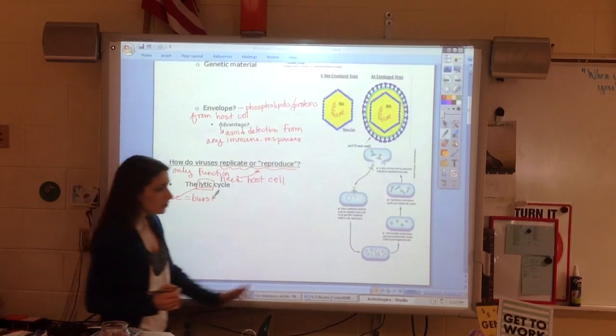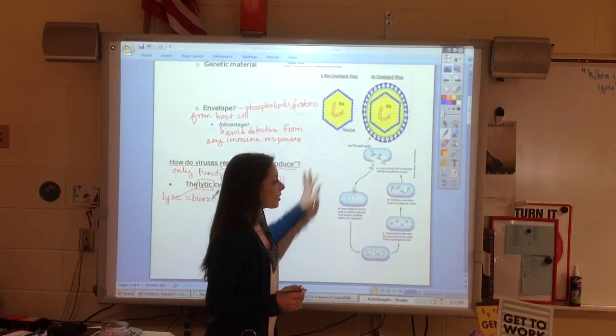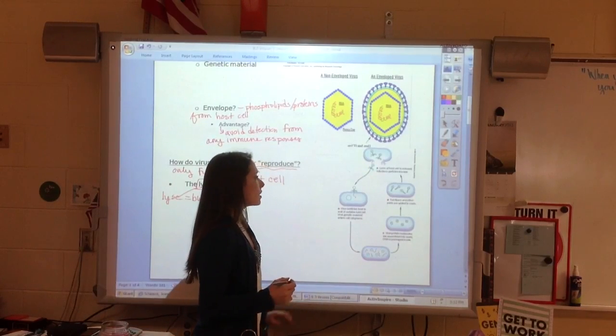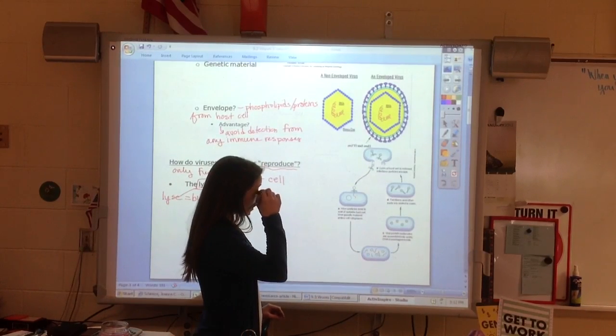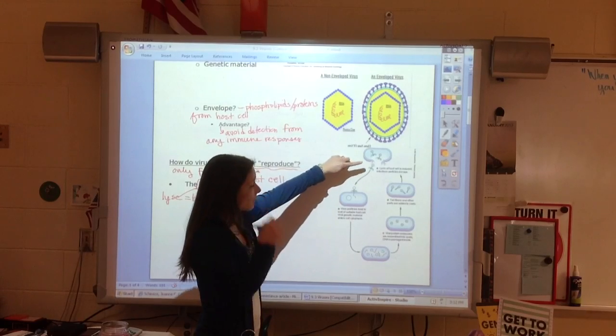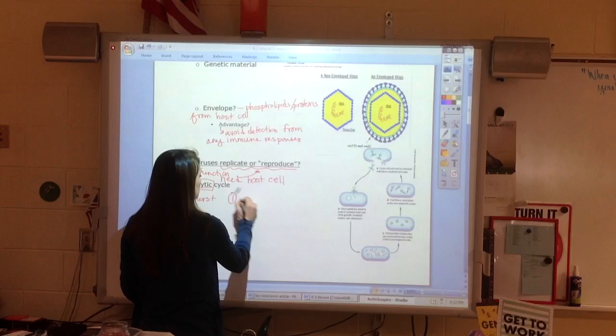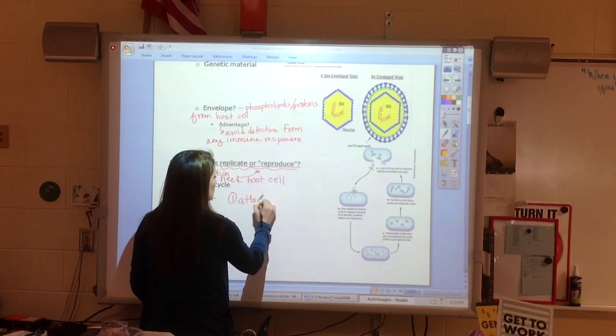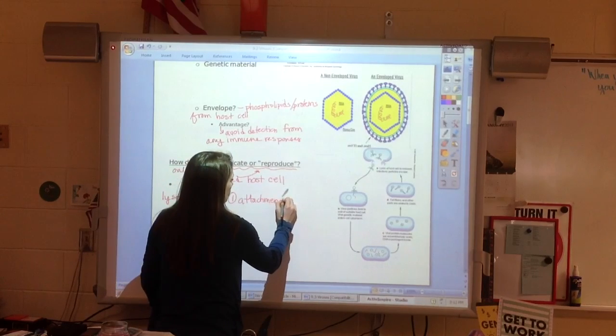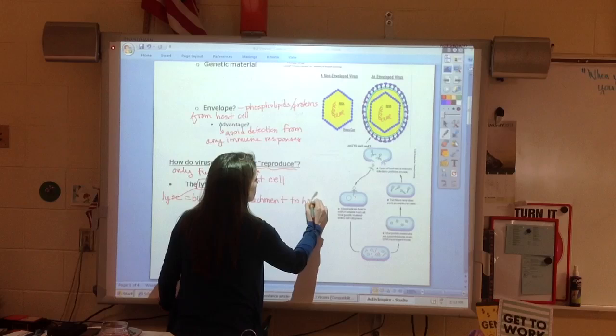The lytic cycle really has four main steps. If we start with the step of a virus coming out and attaching, the first step is attachment to host cell.